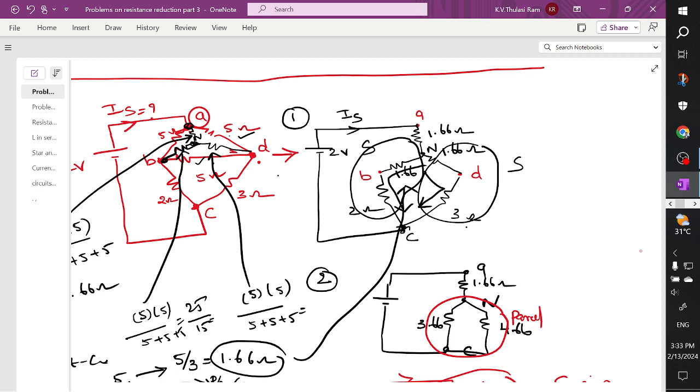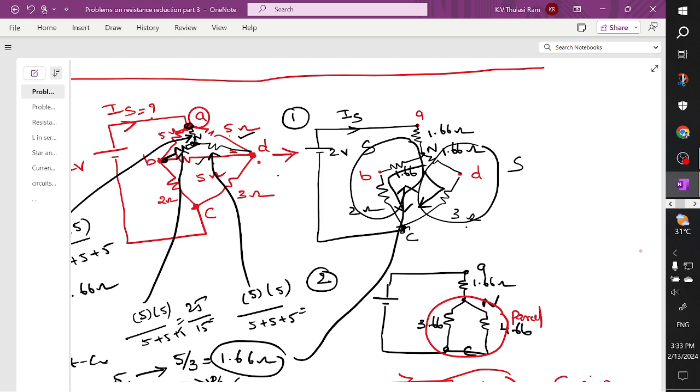So the given top network, I am recalling the problem for a better understanding. The given is a delta network. You can use this delta network also, but for my convenience I am using this. So the given network is a delta network. I am converting this delta network into a star network. So here the values are of equal values 5, 5, 5.